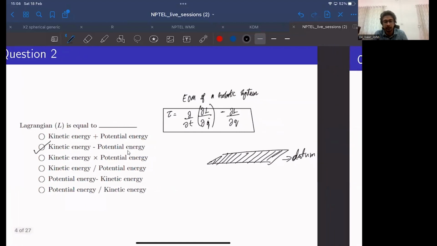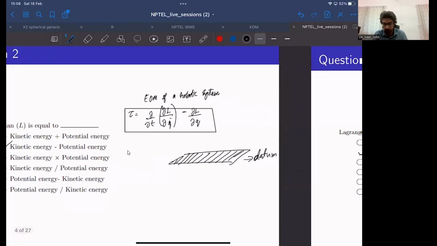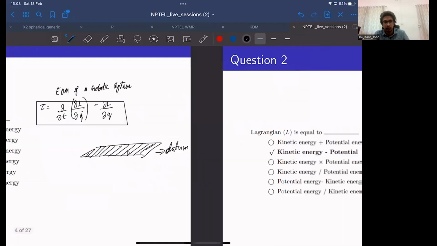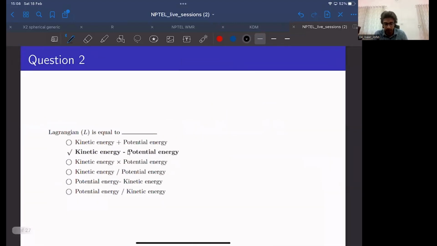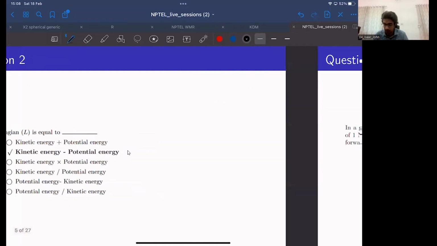So I hope that is clear as well. Yeah, so the option says kinetic and potential. The correct option is option B, kinetic energy minus potential energy.